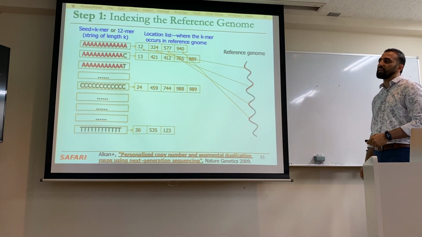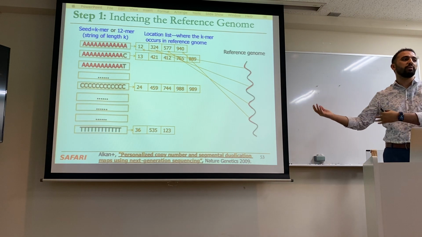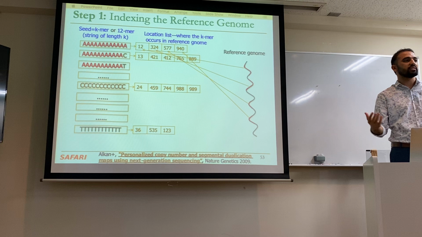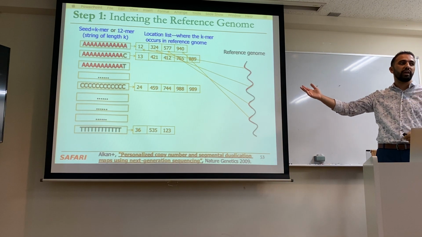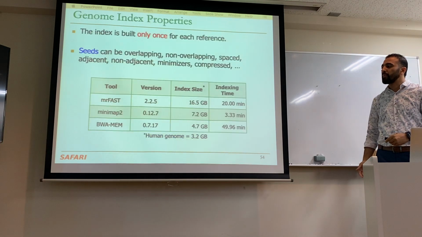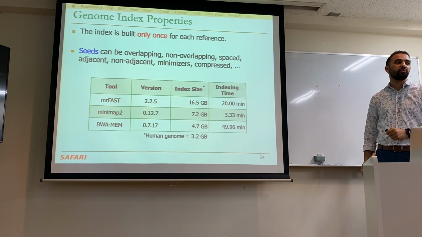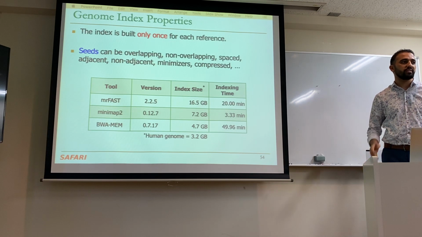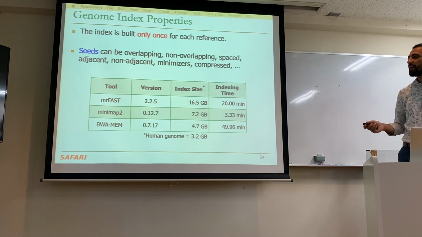In this example, we use a hash table, but it does not necessarily have to be a hash table. It could be any other data structure that can accommodate a huge amount of seeds with a huge amount of locations. And the good thing is that we build this index only once for each reference. Whenever we have the same reference and we already built this index, we store it somewhere and that's it. We don't need to rebuild it again.